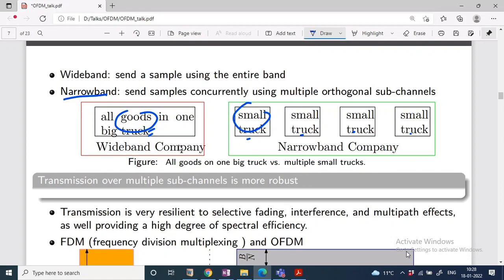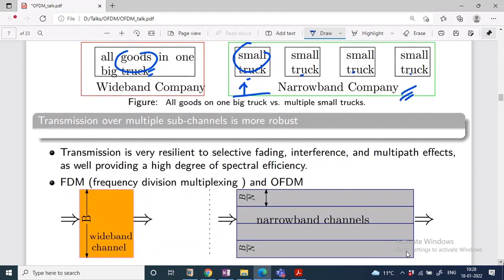It means that if you send the signal independently on multiple subcarriers, and one subcarrier goes into a deep fade, it will affect only the data on that particular subcarrier, not all subcarriers. So we have more diversity in this case. Transmission over multiple sub-channels is more robust against channel conditions like a deep fade. Deep fade means that the channel amplitude is very small for a particular time duration or particular frequency, so that channel is called in deep fade.